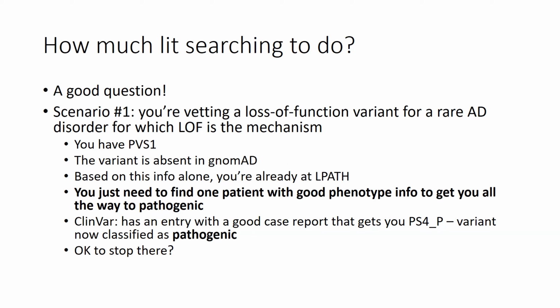Based on this information alone, you're already at likely pathogenic. Great. Maybe per your VCEP rules, you just need to find one patient with a good phenotype to get you all the way to pathogenic. You look up your variant in ClinVar. There's an entry that has a great case report that gets you PS4 supporting or whatever code your VCEP lets you use, PP4 maybe. You are now classifying your variant as pathogenic. Are you done? Are you okay to stop there?